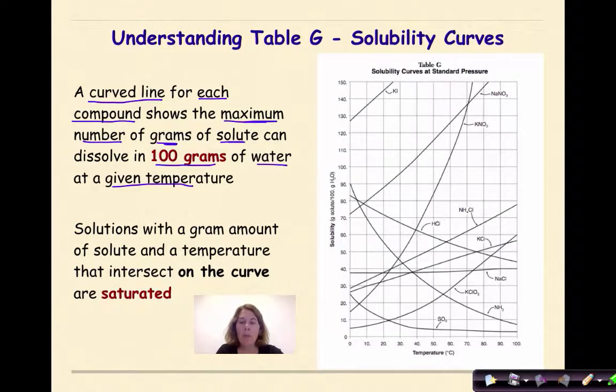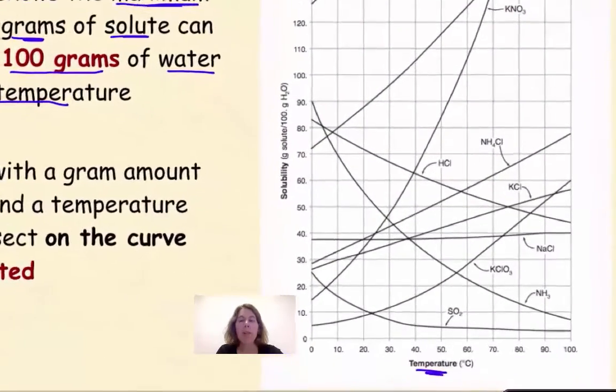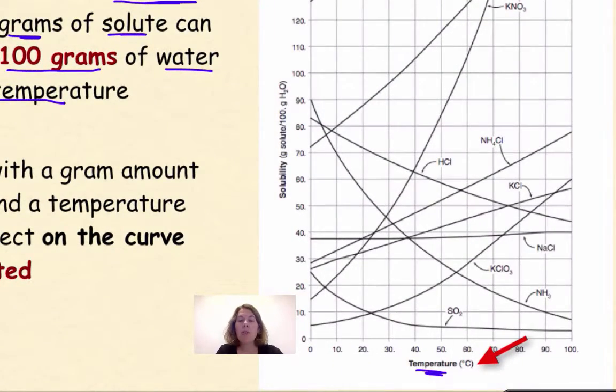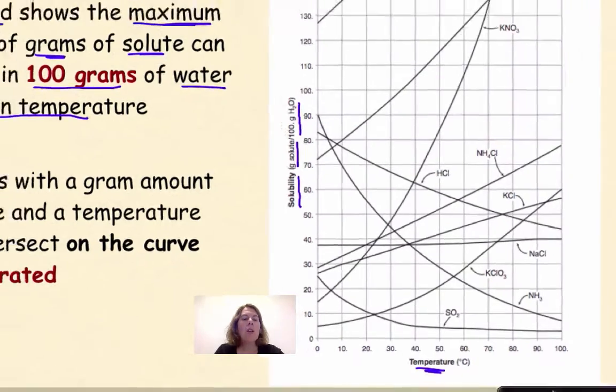Key things to note. On the bottom we have temperature in degrees Celsius. This temperature ranges from 0 to 100. On the Y axis, we have solubility of your solute. That is the thing that you are dissolving in your solution, which in this case will be water. How do we know it's water? Because this says grams of solute per 100 grams of water. And that 100 grams of water is really important to notice.